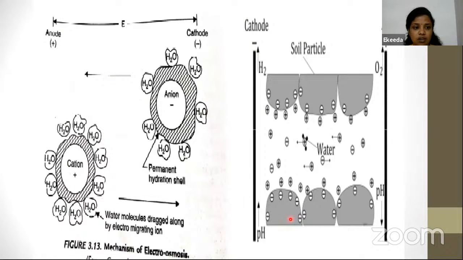So this is the anion and cation soil particle. Here you can see, when cations are moving towards the cathode, what happens? They will attract the water particles along with them towards the cathode. And anions will also attract cations, which carry the water particles, that is H2O, towards the cathode.